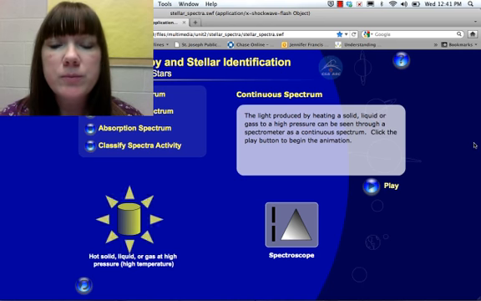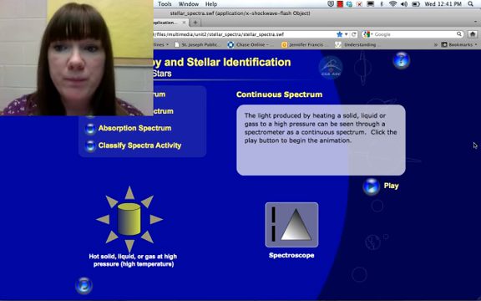So first, let's take a look at a continuous spectrum. This is the light produced by heating a solid, liquid, or gas to a high pressure, and it can be seen through the spectrometer as a continuous spectrum.